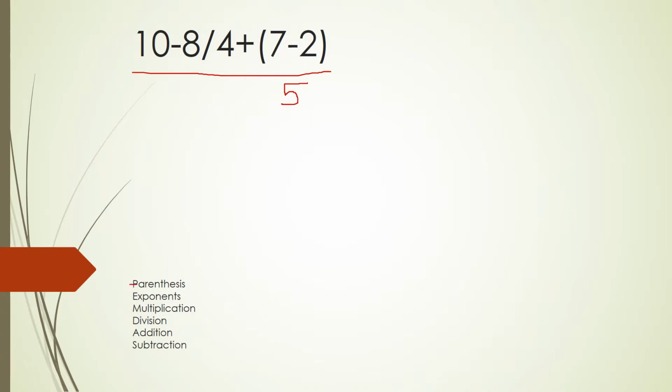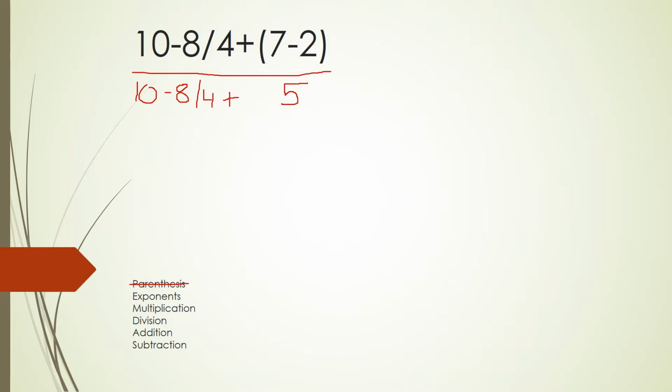We can cross parentheses out because now that's done with. And what we do with the rest is we just basically write it down. Okay, so 10 minus 8 divided by 4 plus it would be 5, and we no longer need the brackets. Okay, the next thing that PEMDAS is telling us to do is exponents.